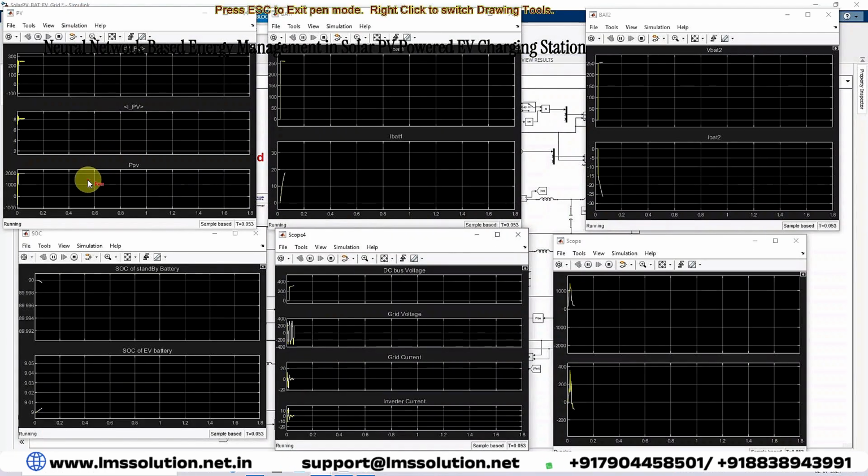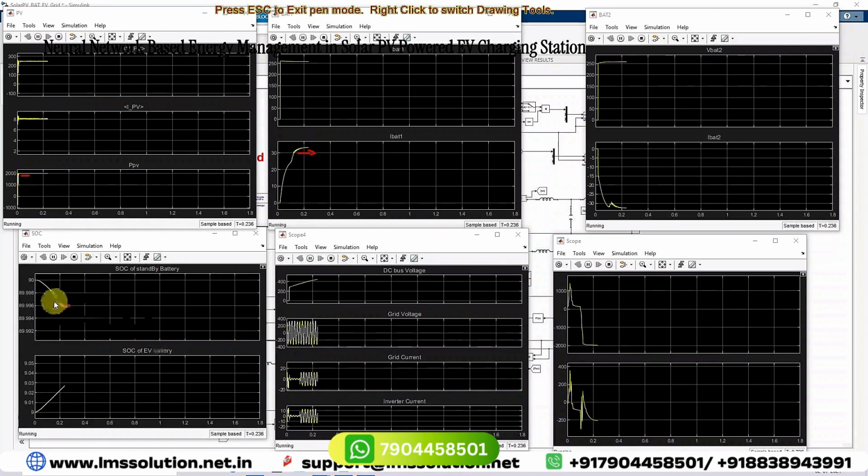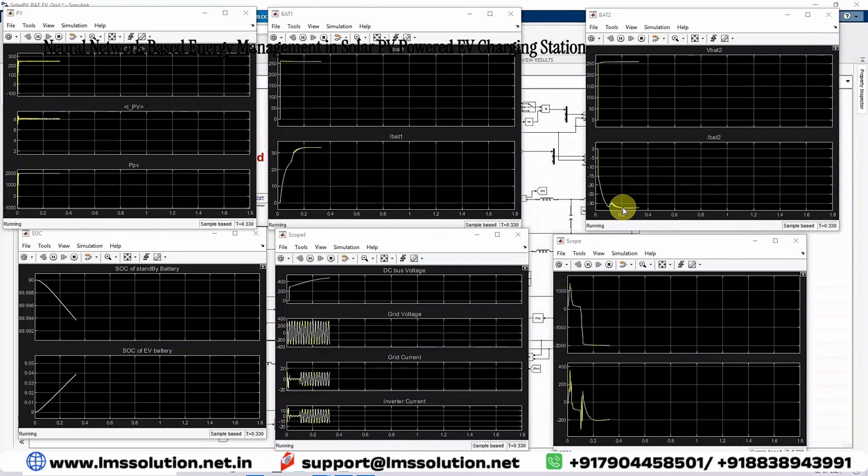Now you can see that the PV power is around 2000. This is the stationary battery voltage and current. Because of the 90% SOC, the battery goes to discharging mode, and the PV power is around 2000 watts. Now we can see the grid current and this is the inverter current. The SOC of the standby battery decreases from 90% because it is in discharging mode. This is the EV battery voltage and current. The EV battery current is minus 30, which means it is in charging mode.